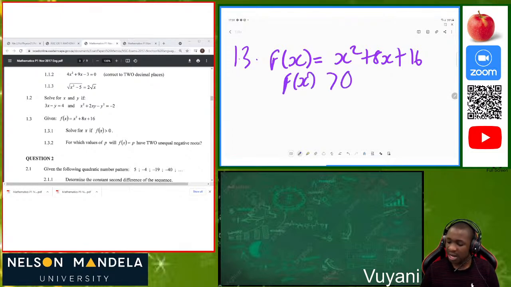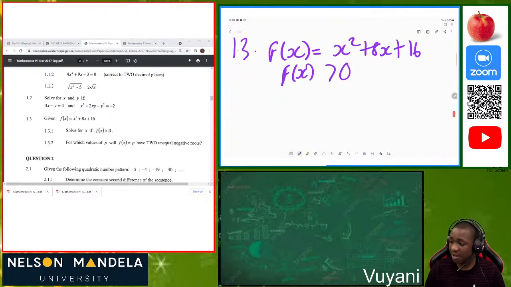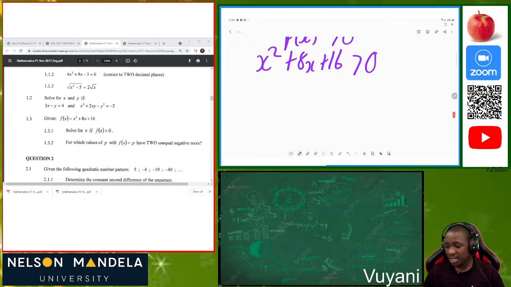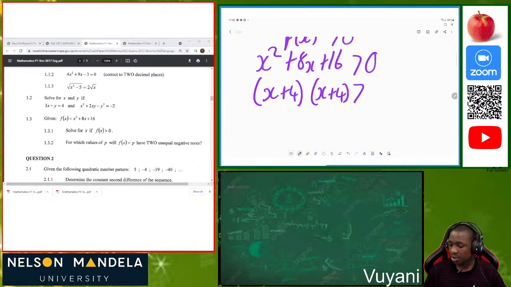Now they are saying to us, solve for x if f of x is greater than 0. This is already an inequality, because our f of x is equal to x squared plus 8x plus 16. So we substitute by just saying x squared plus 8x plus 16 must be greater than 0. Easy. Then we can solve it and find factors so that we can have correct answers. We know that our factors will be x plus 4 and x plus 4, which is greater than 0. Or you can use the quadratic formula so that you can find the values of x.